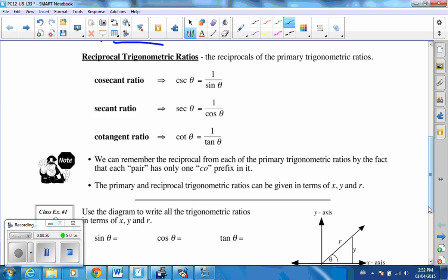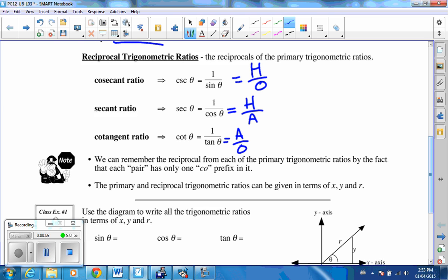secant, and cotangent. The cosecant is 1 over sine. If sine is opposite over hypotenuse, then if we flip it, it becomes hypotenuse over opposite. Secant is hypotenuse over adjacent, and instead of opposite over adjacent, cotangent is adjacent over opposite.